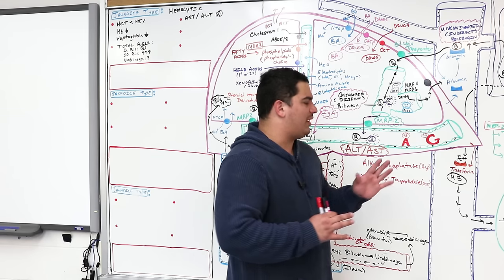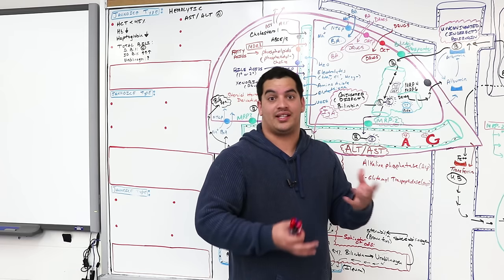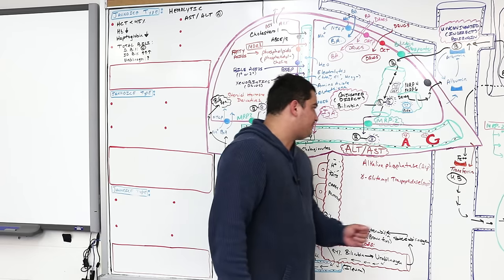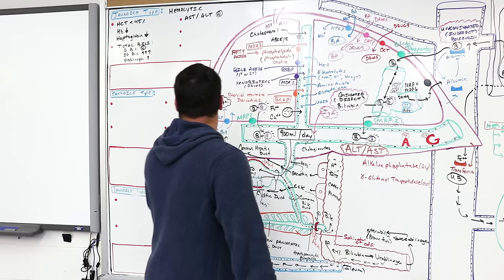The purpose of that is to prevent there from being a lot of proteins in the biliary system, because bacteria can actually use that as a nutrient source and overgrow. So that's one big thing with the GGT. It helps with the amino acid transport across the cell membrane.